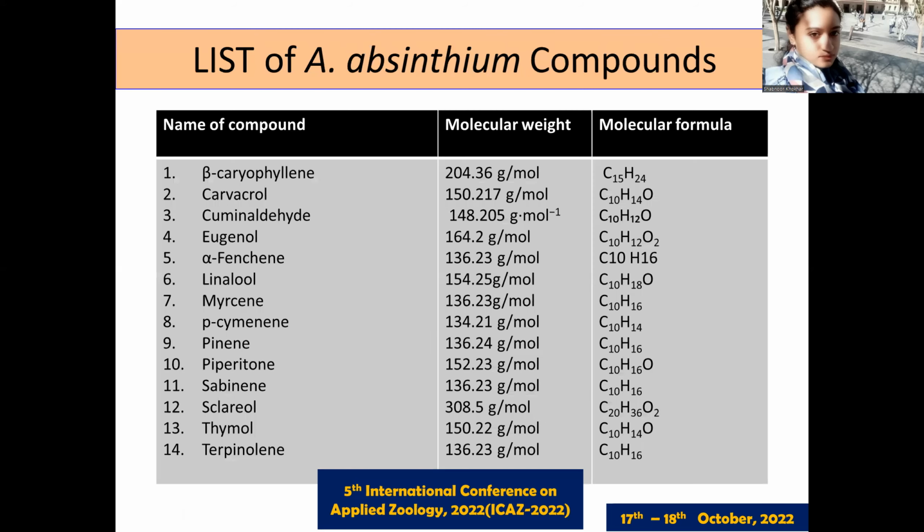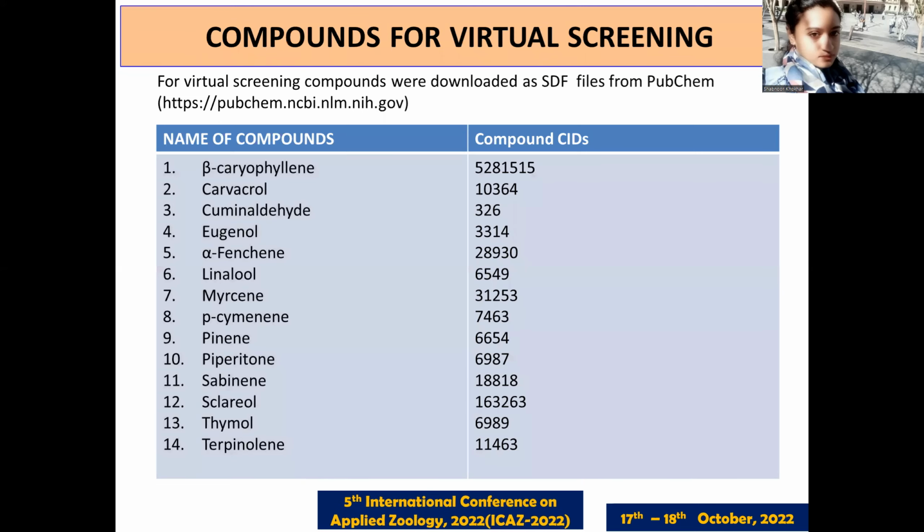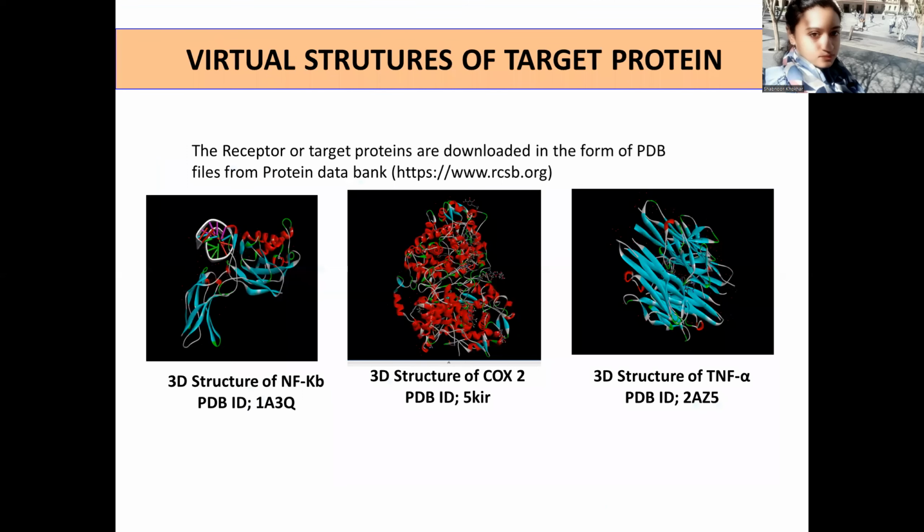This is the list of Artemisia absinthium compounds, and they were downloaded from PubChem in the form of SDF files, and these are their listed compound IDs. These are the 3D structures of our targeted receptors, and they were downloaded from the Protein Data Bank by using their PDB IDs.